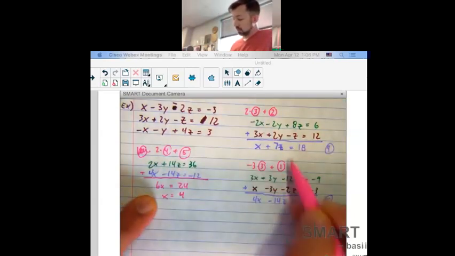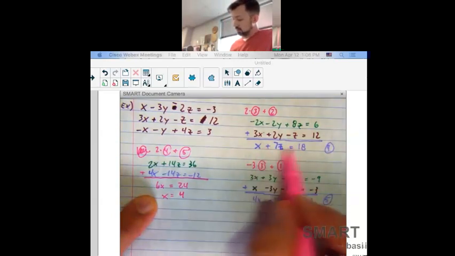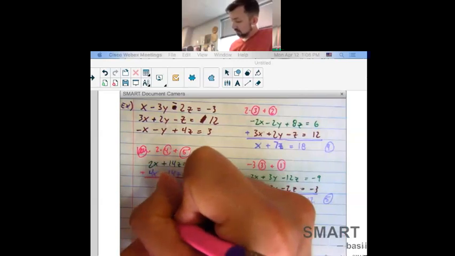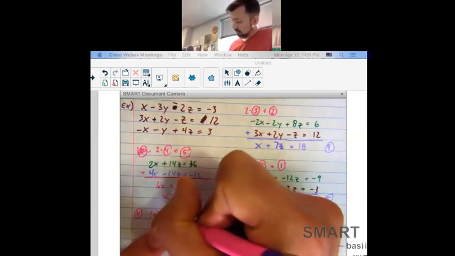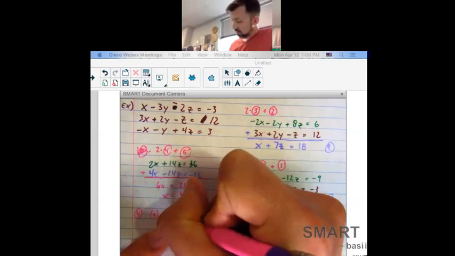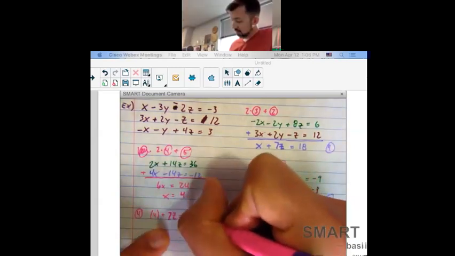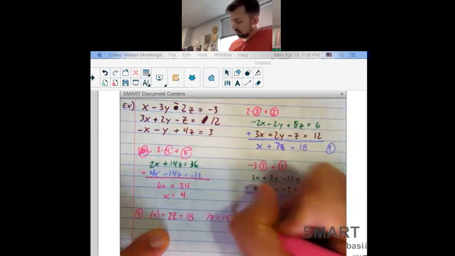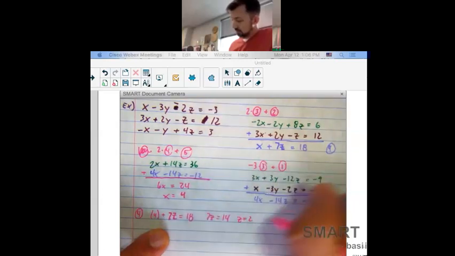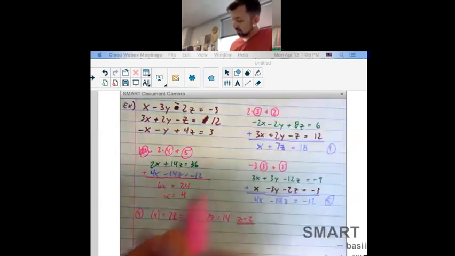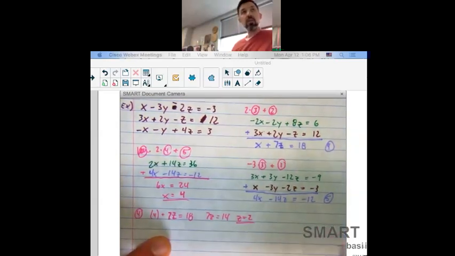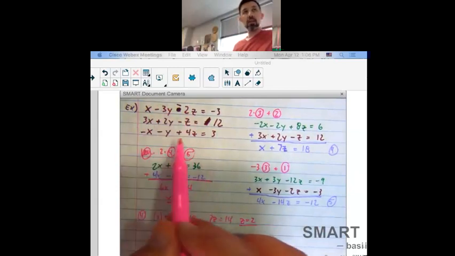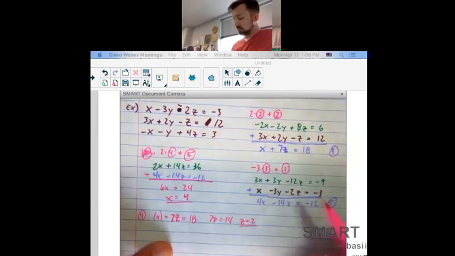So plugging back into one of these, it doesn't matter. See, the numbers here are smaller, so I'm going to use equation 4 to find z. 4 plus 7z equals 18. So subtracting 4, 7z equals 14, so z must be 2. There's z, so then back to one of the original equations and find y. I'll just use the bottom equation, number 3.